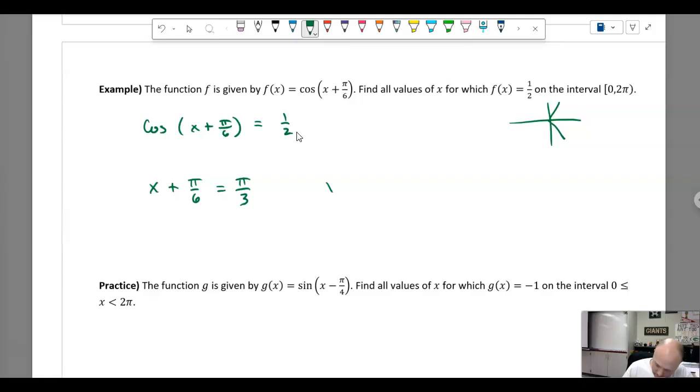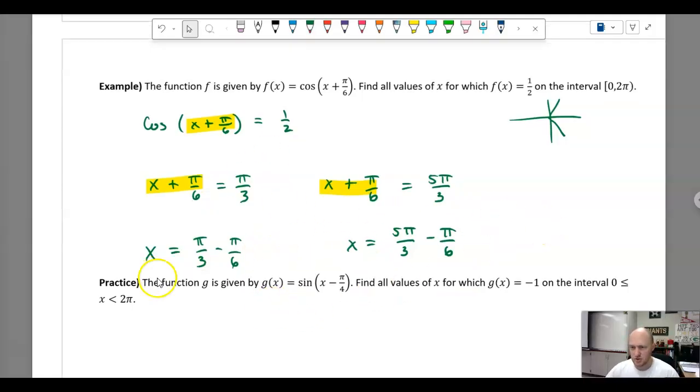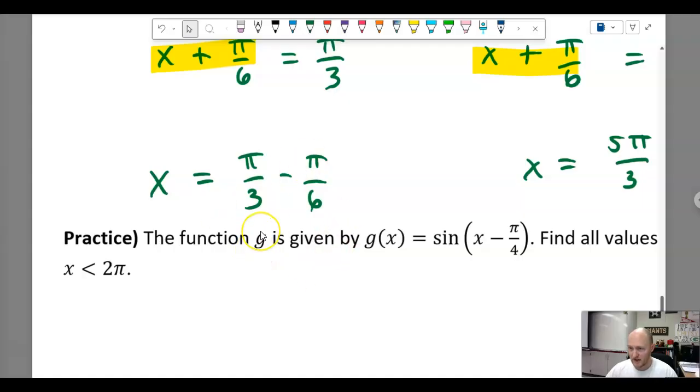Okay, so that's going to be x plus pi 6. I take whatever's on the inside. So you notice this matches here, right? And these are going to be equal to these two angles, pi thirds and 5 pi thirds. And now I go ahead and solve, okay? So x is going to be equal to pi thirds minus pi 6. And then over here, x equals 5 pi thirds minus pi 6. They probably want you to go ahead and simplify here.